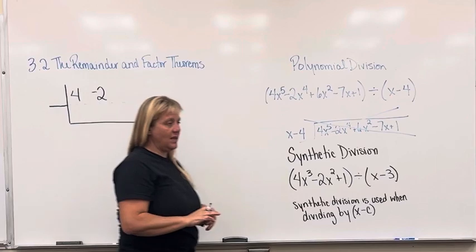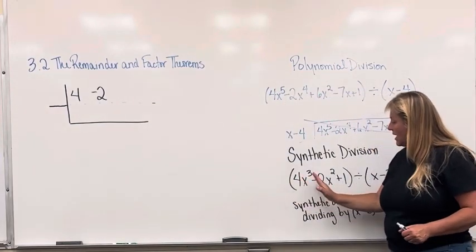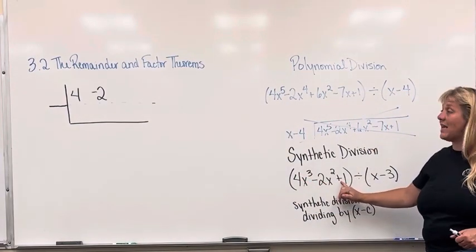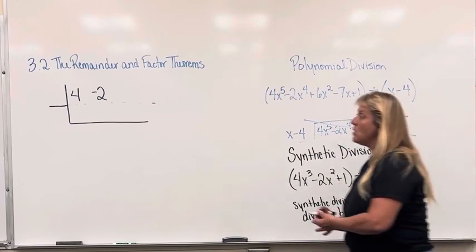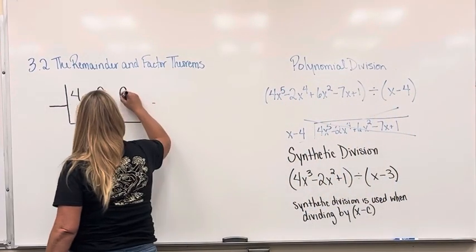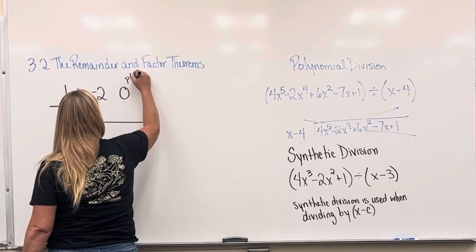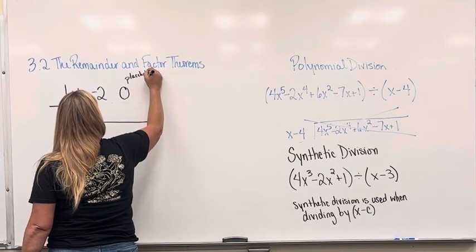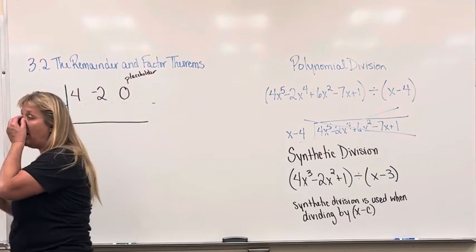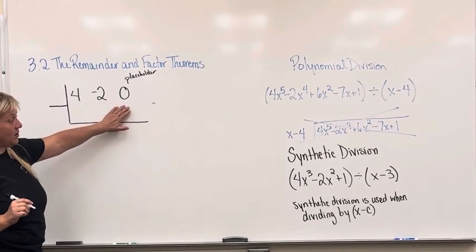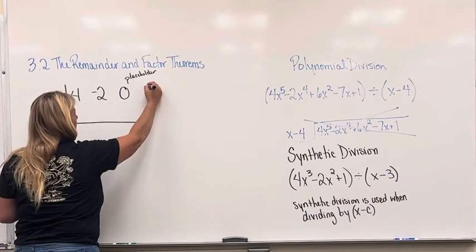And now we've got a thing that we have to pay attention to. Notice how we're in descending order, but we are missing the x term, aren't we? So we're going to put a placeholder of a 0. So it's okay to be missing a term, but it has to be represented as a 0 here. And then our last guy will be a 1.